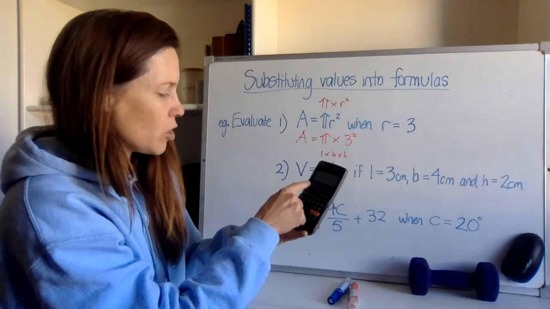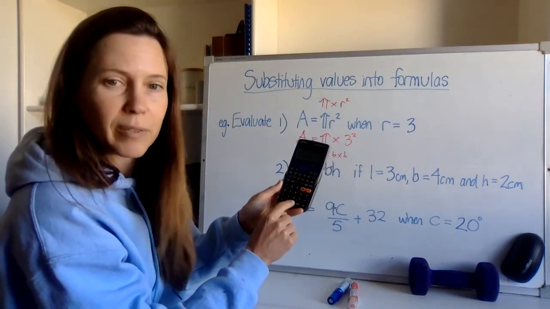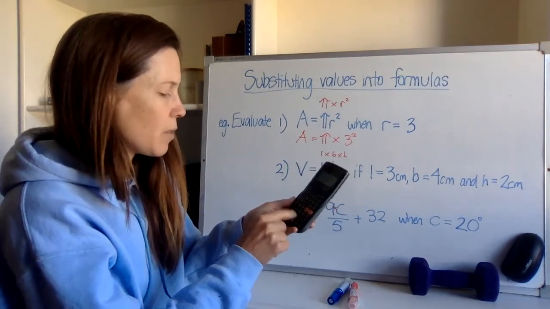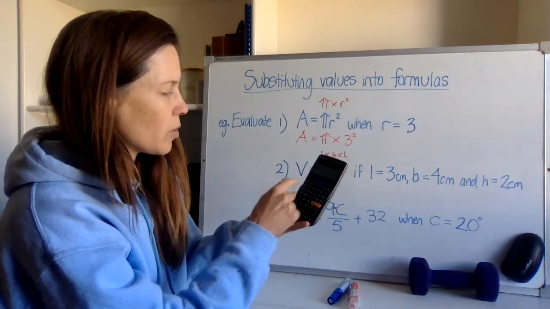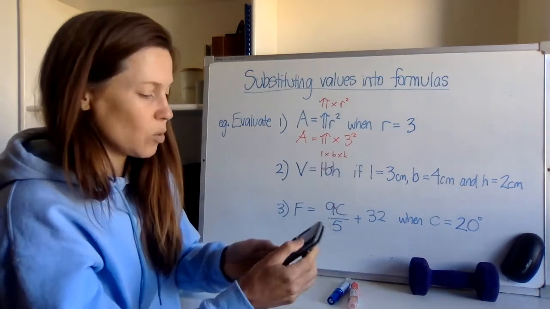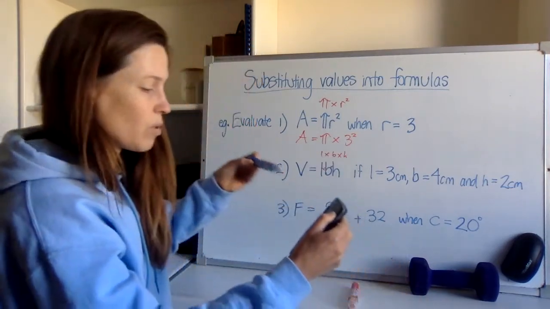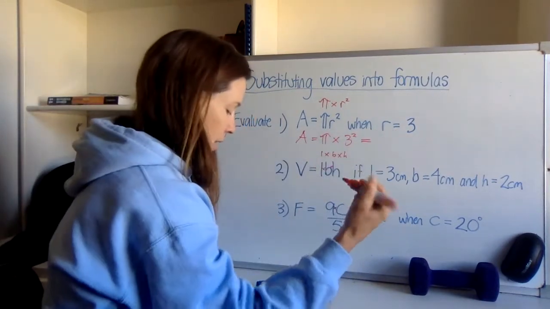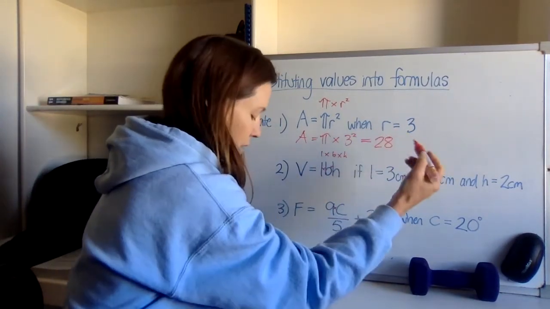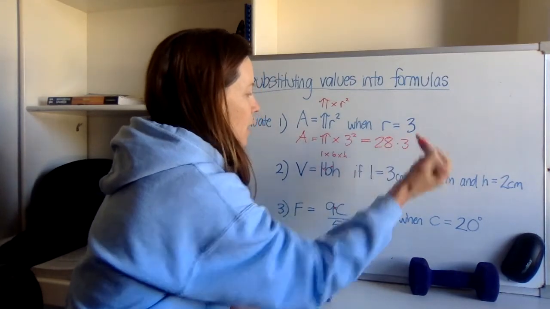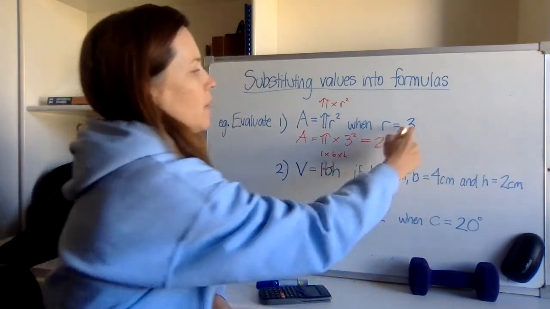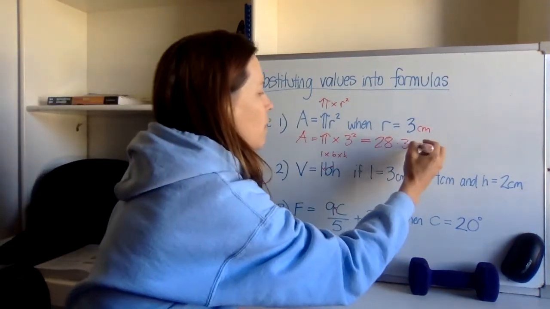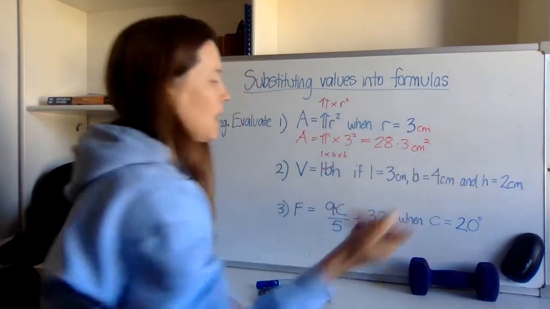To get pi, we do shift, and then the button in the middle of your calculator at the bottom, that gives you pi, times, and then hit the 3, and now you can hit the x squared button, equals, and we get 28.274333. So it goes on and on. We need to round off our answer to something that's sensible. It's 28 and a bit. I'm going to round off to 1 decimal place, 28.3. Now I should have really had units on this. If r is 3 centimetres, then the area will be in centimetres squared.